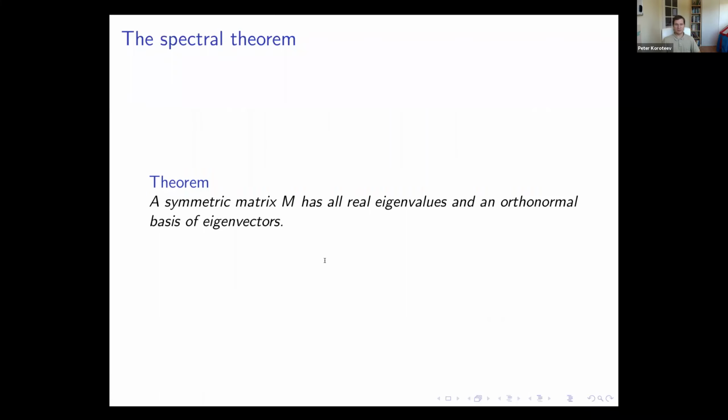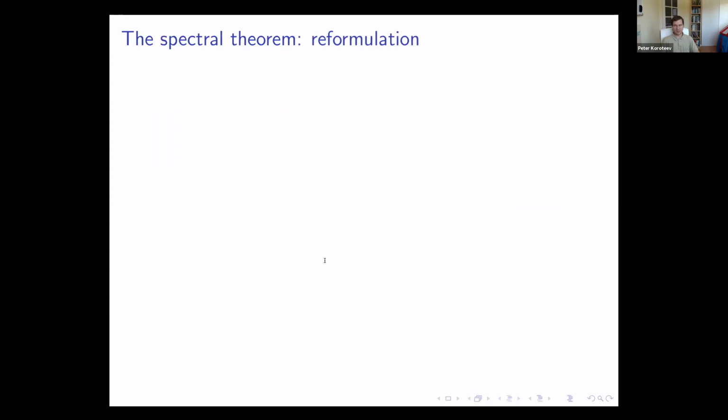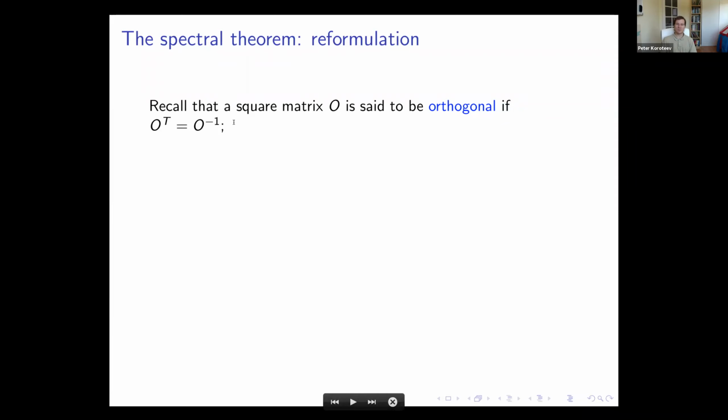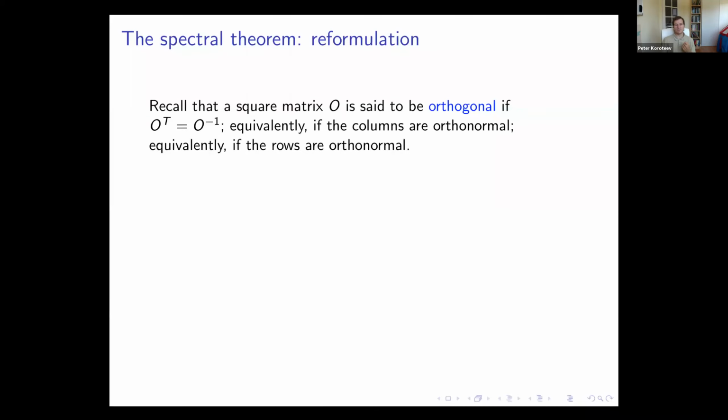So that's the theorem which we have proven: that the symmetric matrix M has all real eigenvalues and an orthonormal basis of eigenvectors. Let's reformulate this in a slightly different fashion. A matrix O is said to be orthogonal if its transpose is equal to its inverse, right? Or you can write it as O transpose times O is equal to identity. Equivalently, the columns are orthonormal, or equivalently, the rows are orthonormal.